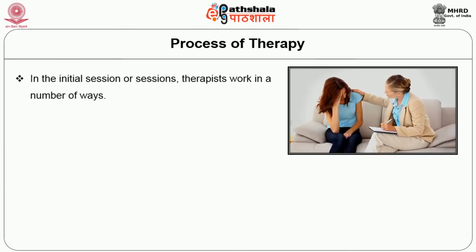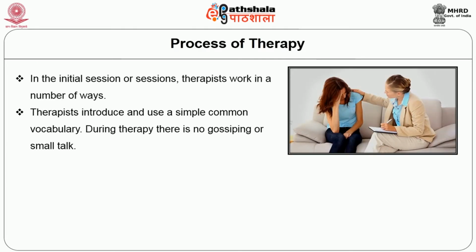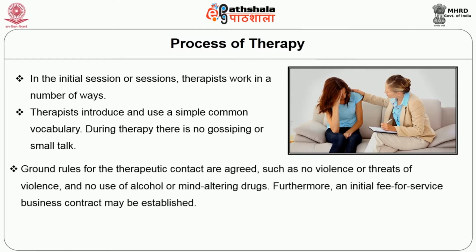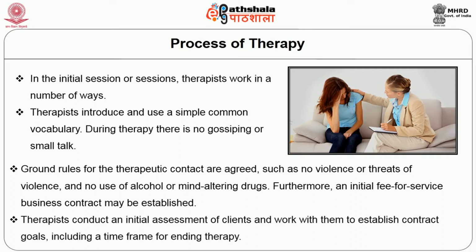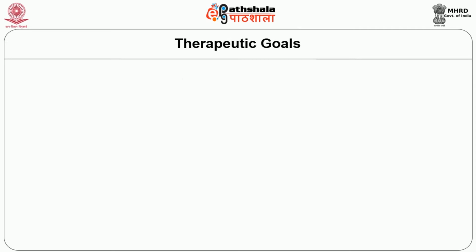In the initial session, therapists work in a number of ways. Therapists introduce and use a simple common vocabulary. During therapy, there is no gossiping or small talk. Ground rules for a therapeutic contract are agreed, such as no violence or threats of it, and no use of alcohol and mind-altering drugs. Furthermore, an initial fee-for-service business contract may be established. Therapists conduct an initial assessment of clients and work with them to establish contract goals, including a time frame for ending therapy.